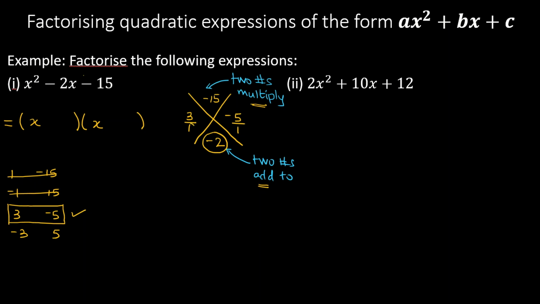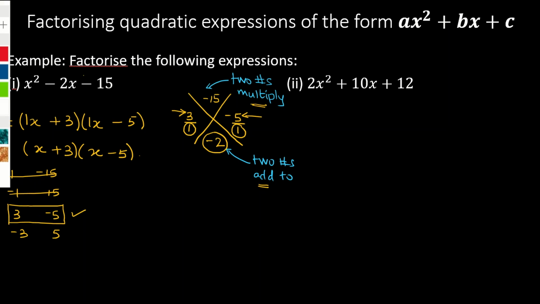We consider the first denominator is 1. It becomes the coefficient of the x in the first bracket. The second denominator 1. It becomes the coefficient of x in the second bracket. The first numerator is positive 3. We insert the positive 3. The second numerator, negative 5, you insert the negative 5. And this is simply x plus 3 times x minus 5. Right?